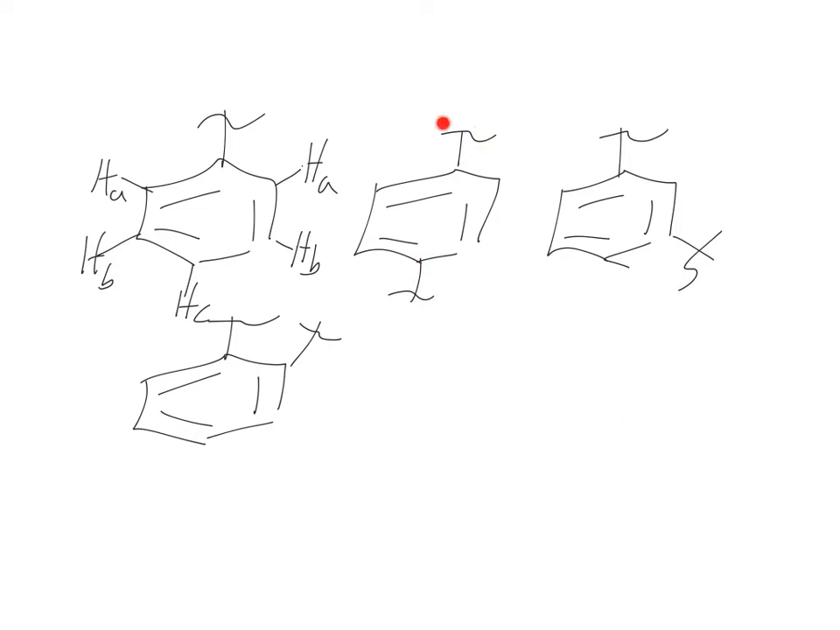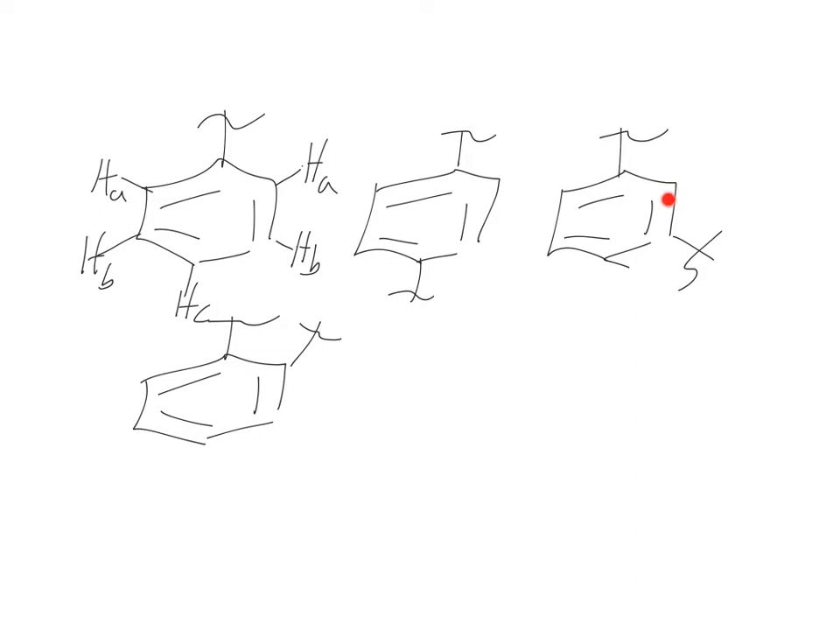We could also have disubstituted benzene rings. Now, it depends on what we have here, whether or not these are the same or different. But how many hydrogens would be in a disubstituted benzene ring? 4. And it could be a 1,4 pattern. So you could start to recognize, whatever these are, and these are, they'd be doublet of doublets.